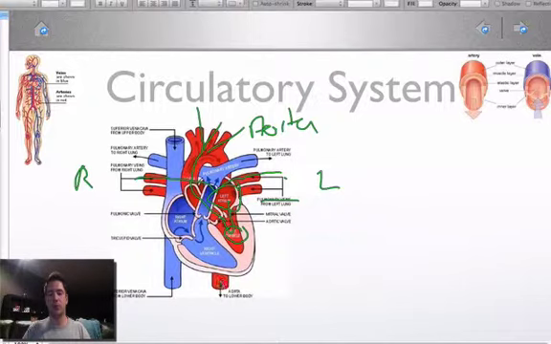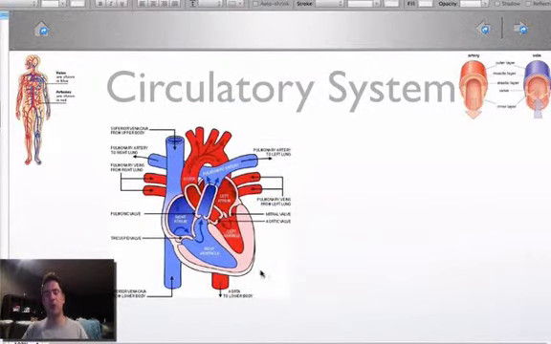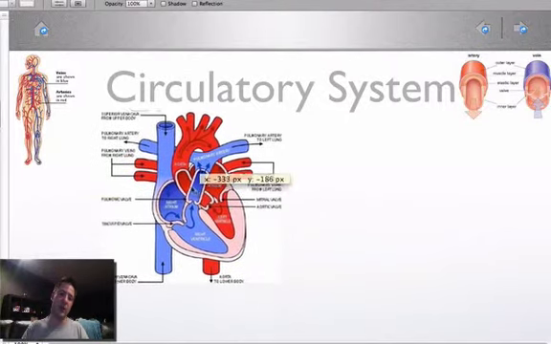And then it's going to also go down to the lower body. So this is going to take it up to the brain and the upper body, then down to the lower body. So that's how blood is going to transport through the heart, in through the vena cavas, down to the right atrium, to the right ventricle, out the pulmonary artery, up to the lungs, gets oxygen, gets rid of the carbon dioxide, comes back to the heart through the pulmonary veins, into the left atrium, down to the left ventricle, and then out.